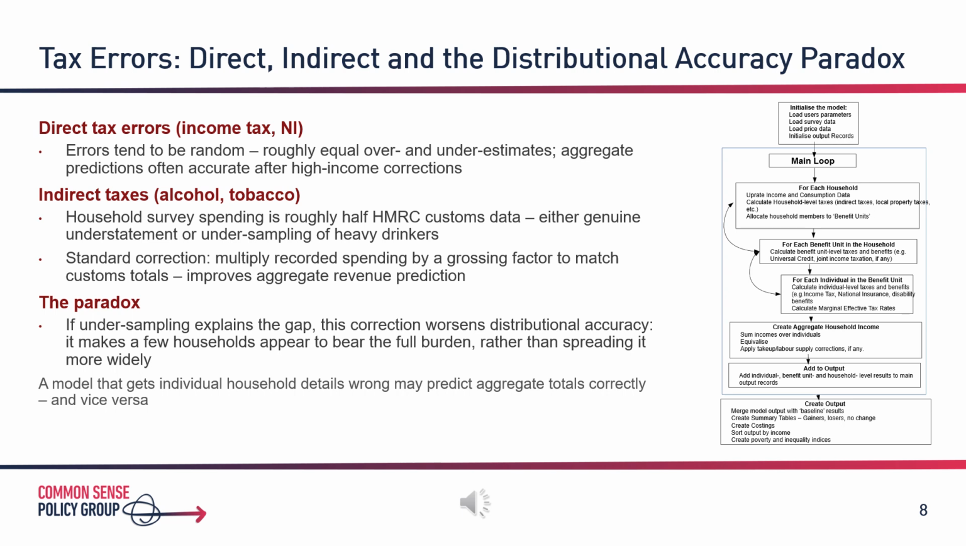Indirect taxes are a different story. As we established in Lecture 3, the LCF records spending on alcohol and tobacco at roughly half the level that HMRC customs and excise data implies it should be. The standard correction is to multiply all recorded alcohol and tobacco spending by a factor of approximately 2 so that the model's prediction of alcohol and tobacco duty revenues matches the actual data.